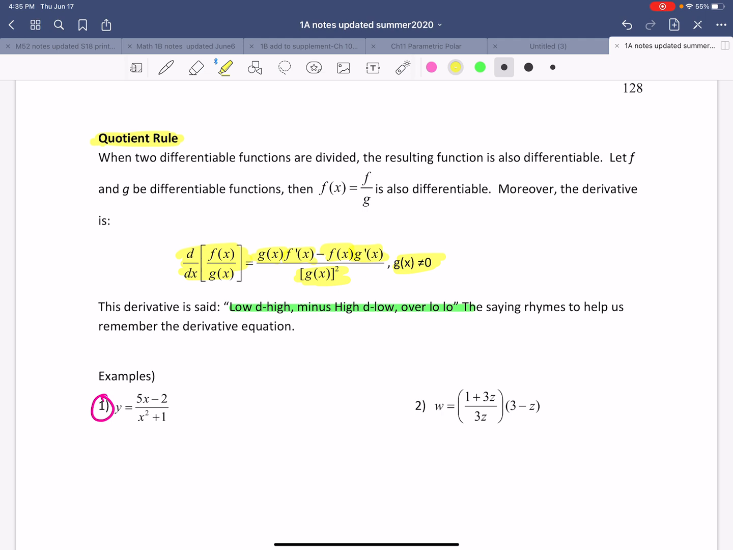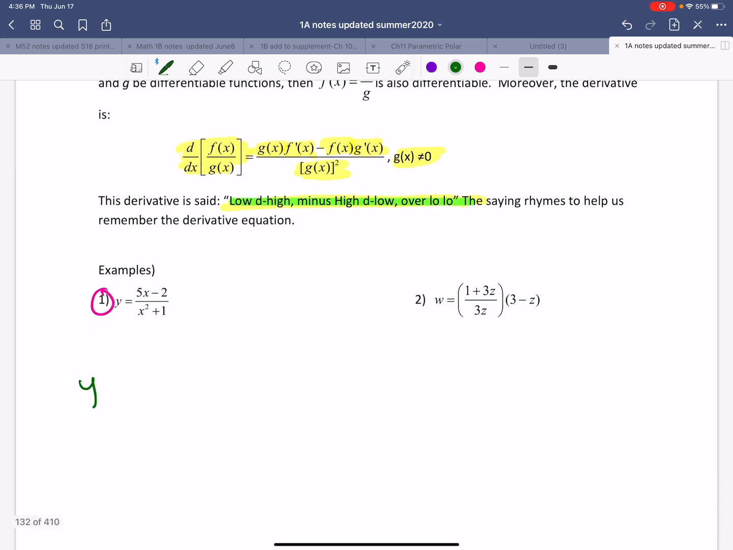The g of x should not equal 0. So if you remember the song "low d high minus high d low over low low," you will remember the quotient rule. Low d high minus high d low. Low d high minus high d low. So let's go ahead and find the derivative.